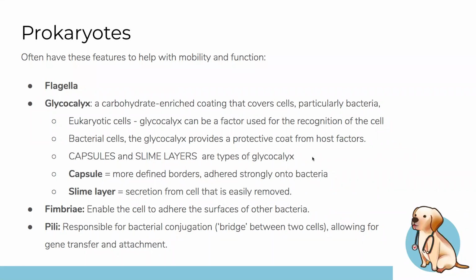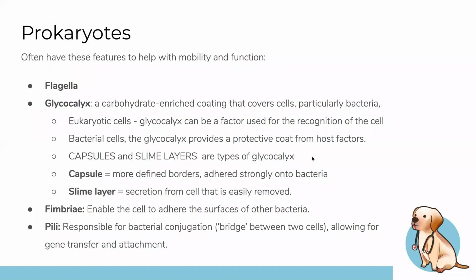So glycocalyx is a carbohydrate-enriched coating that covers mostly bacteria, and it uses it like a protective coat. If the bacteria is making its way around the body, trying not to be spotted so it can cause havoc, sometimes they use the glycocalyx to blend in with other cells, and for protection from general threats.